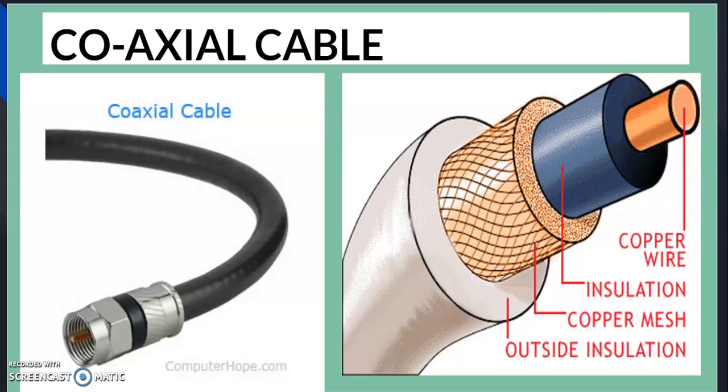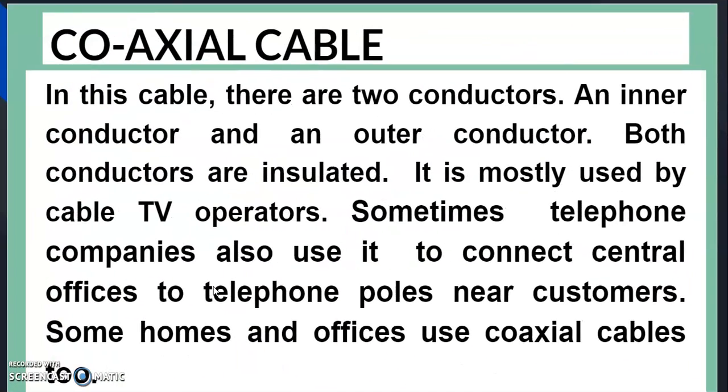So that insulator is also covered by a copper mesh. A copper mesh. This mesh helps in reducing noise and data loss. Okay, and then that particular mesh is also covered by an outside insulator. That is the frame. That is how a coaxial cable actually looks. And then you can have it this way. This is the outer insulator. All of these are contained in it. Okay?